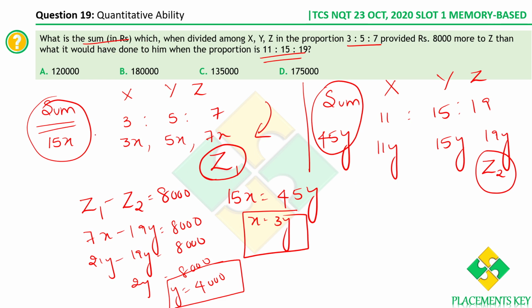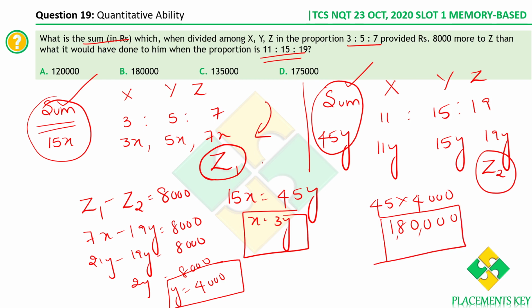How can we find the sum? You can either substitute in this or in this. Let's go ahead with this 45y, because we got the value of y. What is 45 into 4,000? 45 into 4 is how much? 45 into 2 is 90, 90 twice is 180. So you get 1,80,000. That is the total sum that has been distributed. So it's option B. Is it clear?